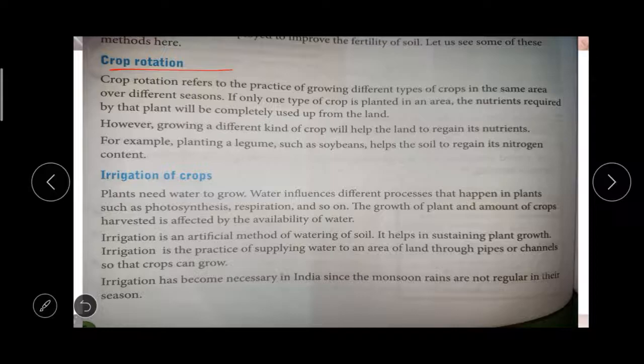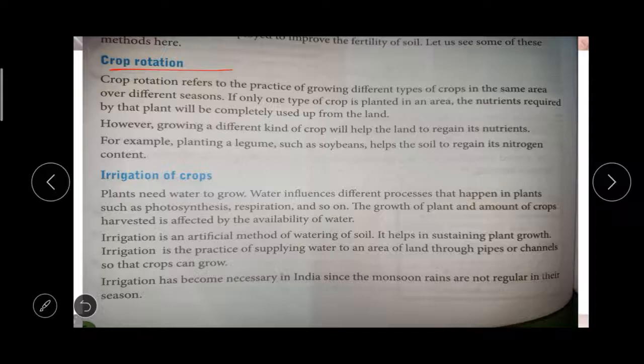However, growing a different kind of crop will help the land to regain its nutrients. Planting a legume, like soya beans, helps the soil to regain its nitrogen content. So if you plant soya bean in a place, it helps to regain the nitrogen in the soil. The next one is irrigation of crops.